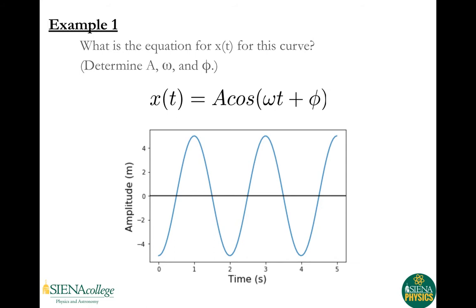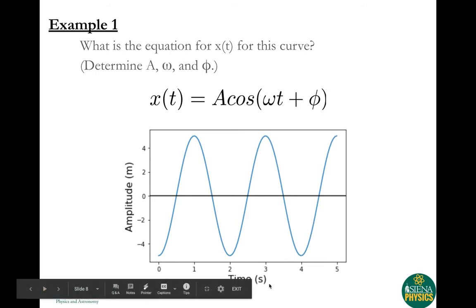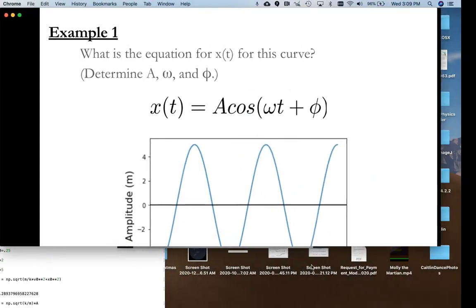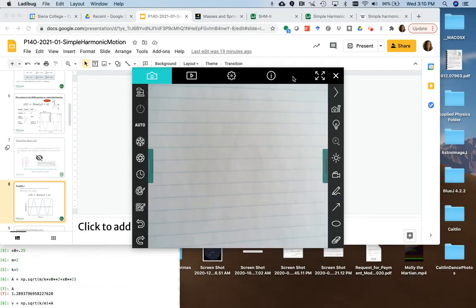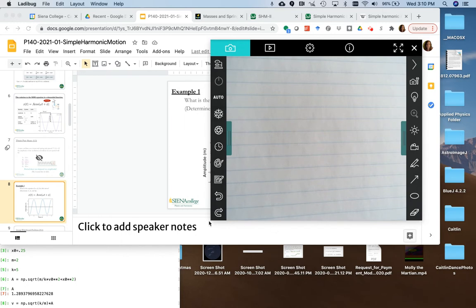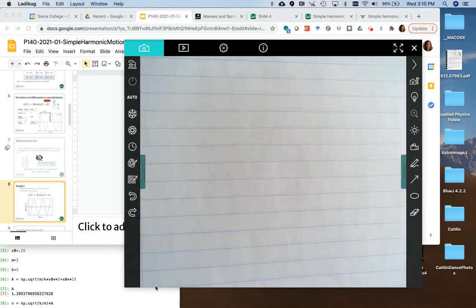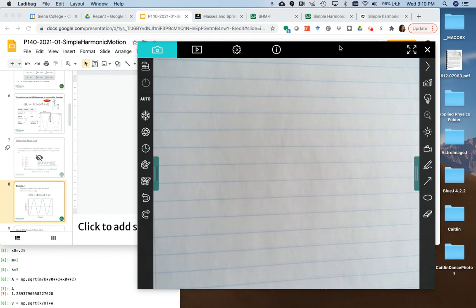Okay, so let's do one example here. Based on this graph, we want to write what the equation of motion is. So let's exit full screen here and get our camera back. See if we can get these guys side by side. Here we go.